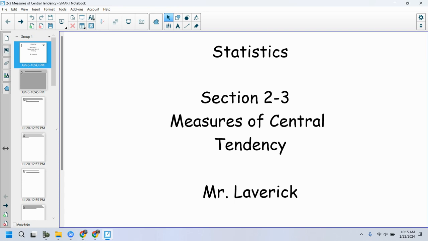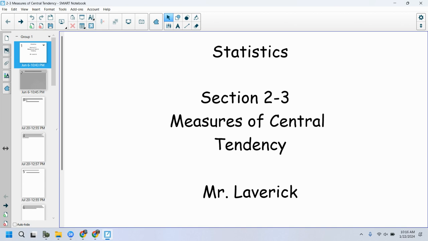So section 2.3, measures of central tendency. Ooh, this is a thick set of notes, people. That is a thick set of notes. Okay, here we go. Good day. Let's go. Measures of central tendency.